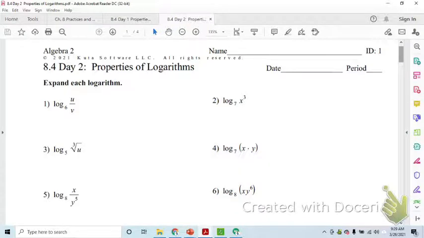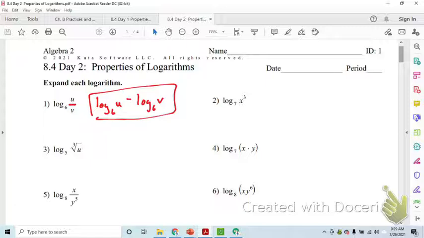Okay, so this is day 2. Now we're dealing with variables. It's not that much different. Matter of fact, it might even be easier. Expanding. So we have the quotient property here, so that we're going to break this down into log base 6 of u, not me, minus log base 6 of v. That's all you have to do.